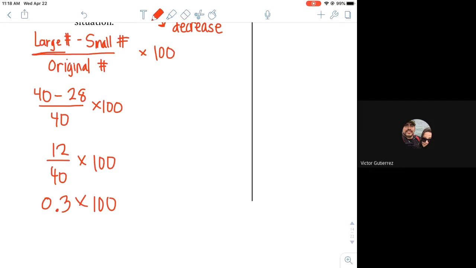So this one's pretty easy. We move it over twice, so it should be, what is this, 30%? And this one here is going to be a 30% decrease. So it's going to be the final answer here. What's the percent of change? Well, the percent of change is 30% decrease.